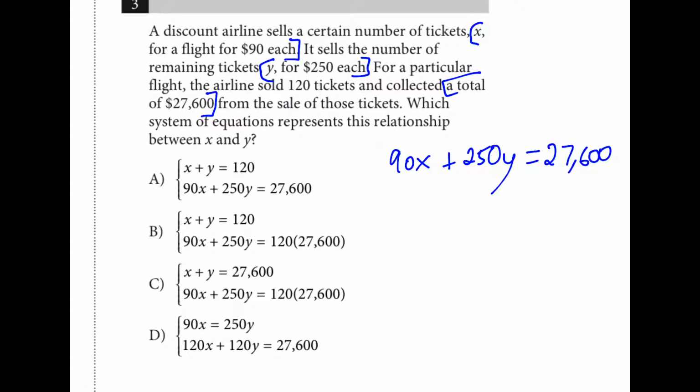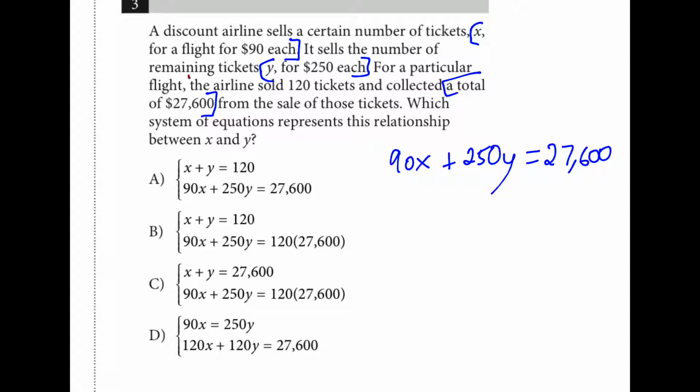So this is a systems of equations that you have to interpret from a story problem. If you track the variables, they tell you that the x value, which is tickets, sell for $90 each, and the y values, also tickets, for $250. So I know I'm going to plug in 90x plus 250y, and for the total I'm going to use $27,600.